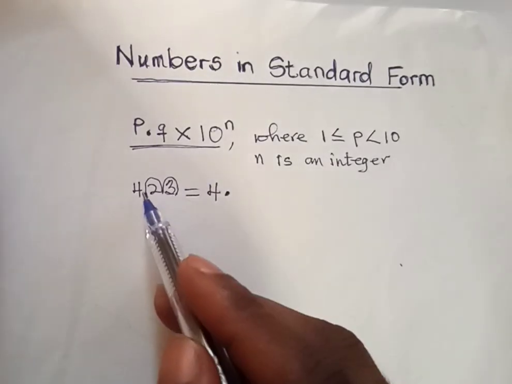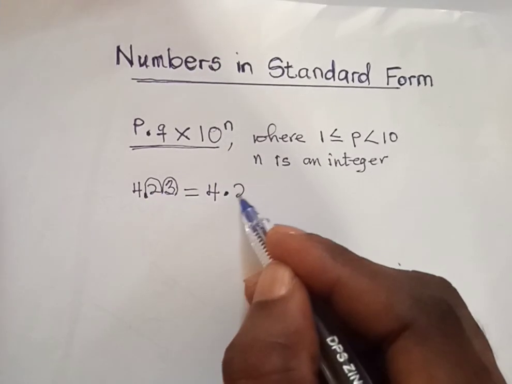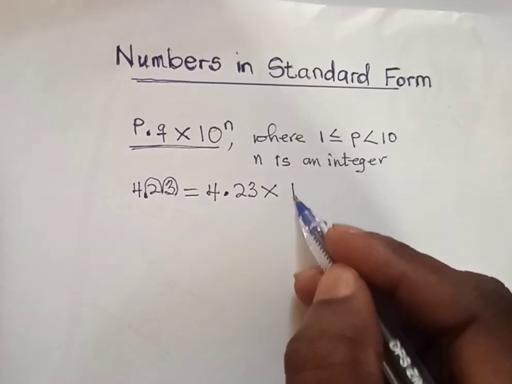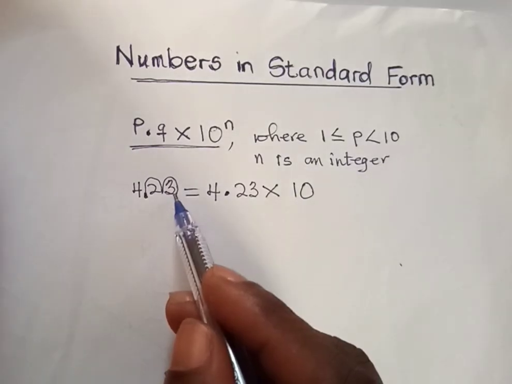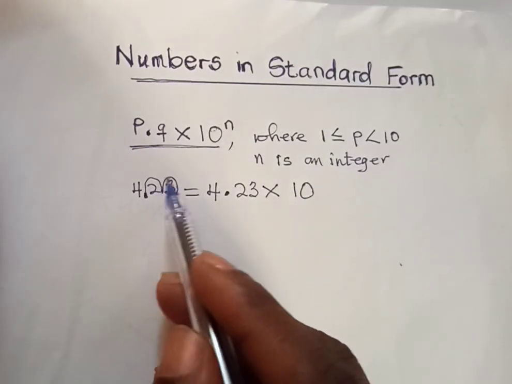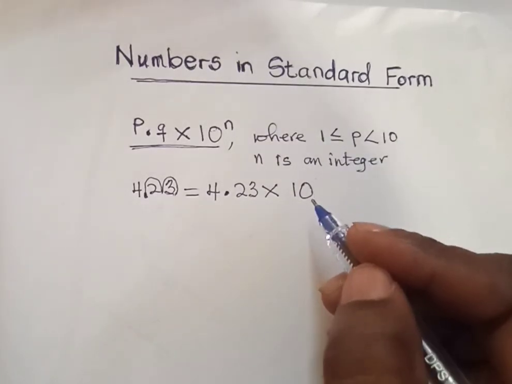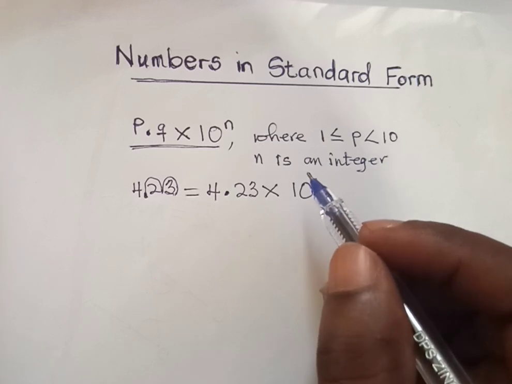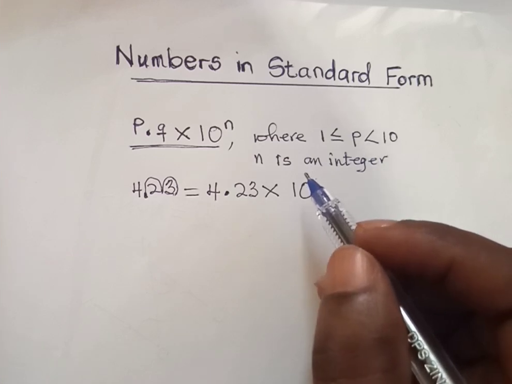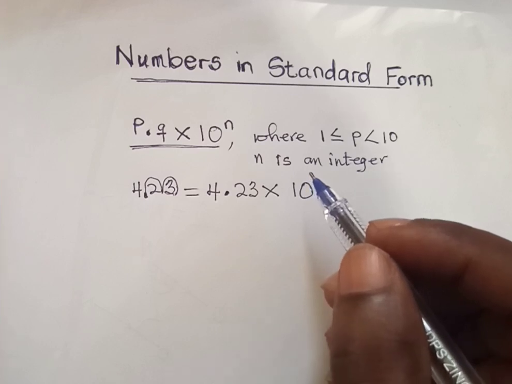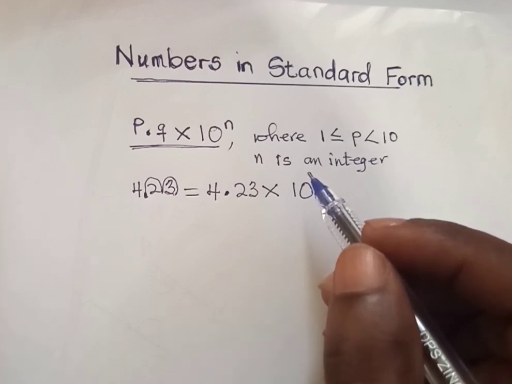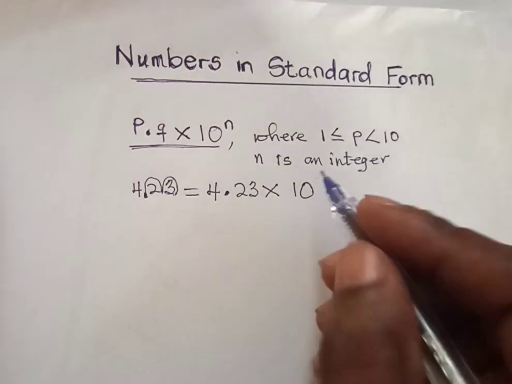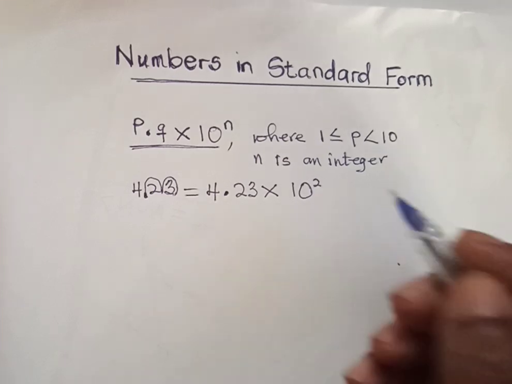Have you gotten that? Now after the point, how many numbers are left? So I have 2, 3. Then times, I bring my 10. But how many numbers after the point? 1, 2. So I'll write my 2. But whether the 2 is going to be negative or positive, because we are saying that the n is an integer, and as we know, integers consist of both negative and positive. This time, we are going to write positive 2.